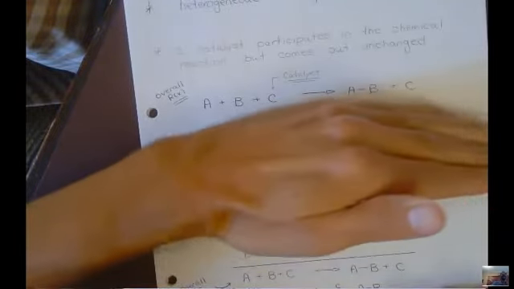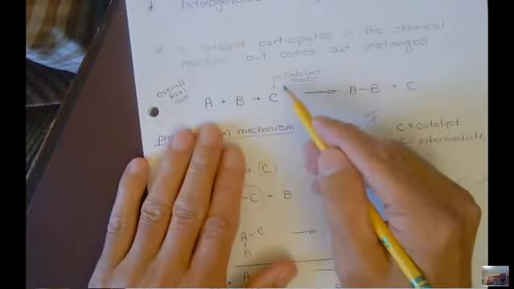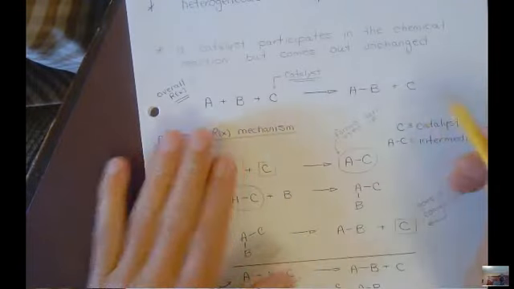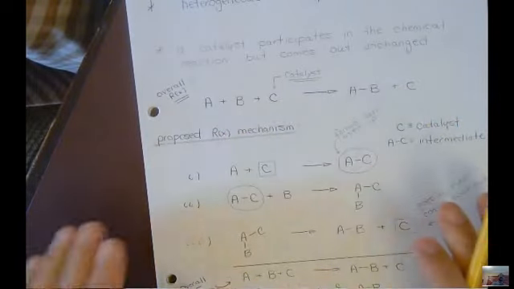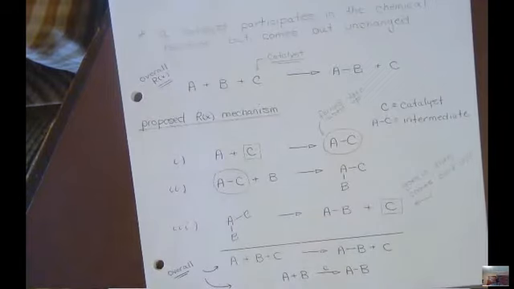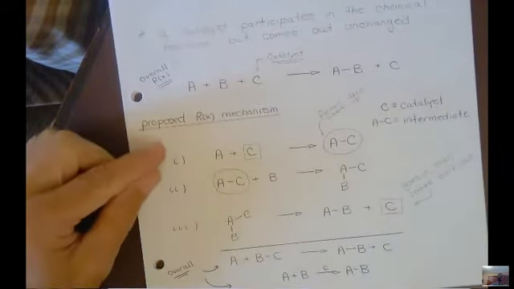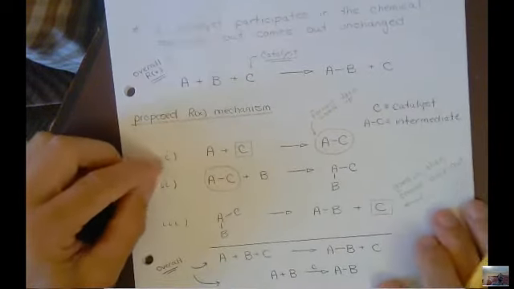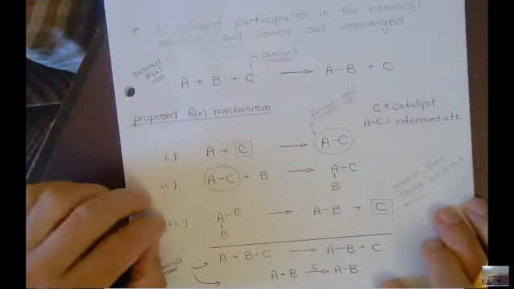So if I wrote the overall reaction for this, what happens in math? I have the same exact thing on the left and the right. They would cancel out. So here's our proposed mechanism. Okay, it's going to happen in 3 steps. Step I, step II, step III.